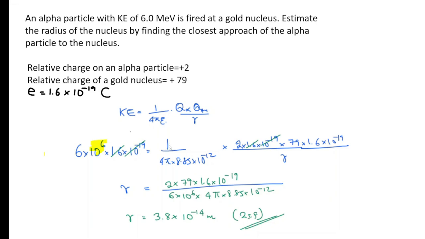So that energy is equal to 1 over 4 pi epsilon naught, where epsilon naught is the permittivity of free space, times Q alpha, so 2 times the charge on an electron, multiplied by 79 multiplied by the charge on an electron, divided by r. And r, you can just rearrange it. You can cancel some of these 1.6 times 10 to the power of negative 19 on both sides to make it easier. So r is equal to 3.8 times 10 to the power of negative 14 meters to two significant figures.